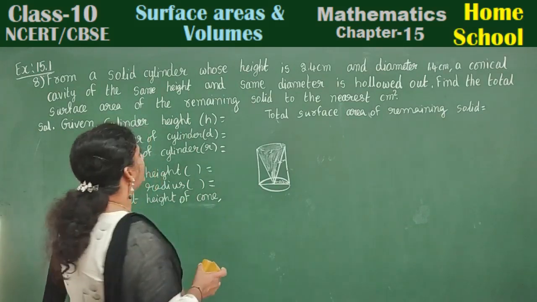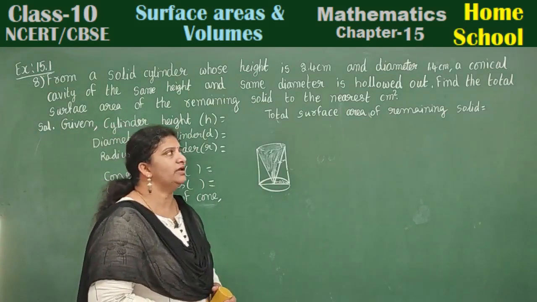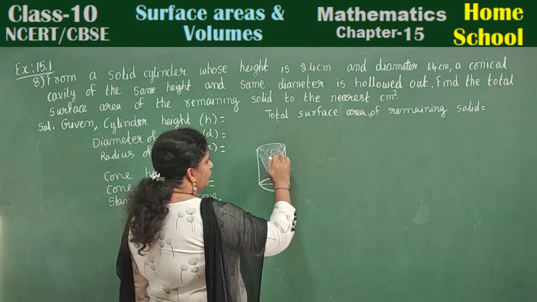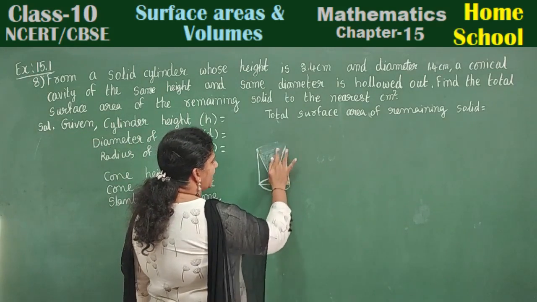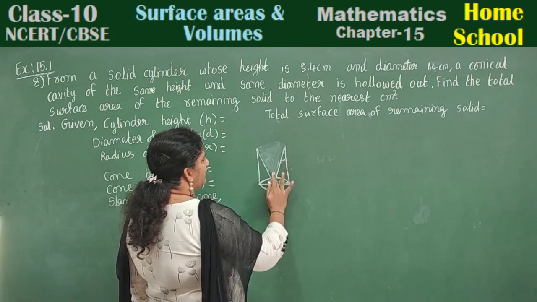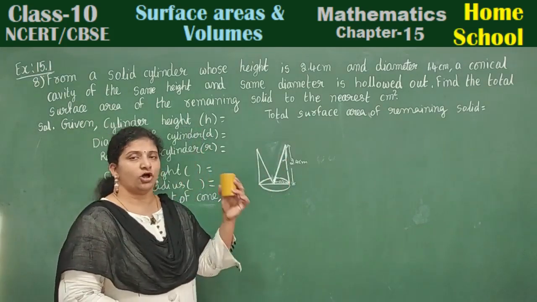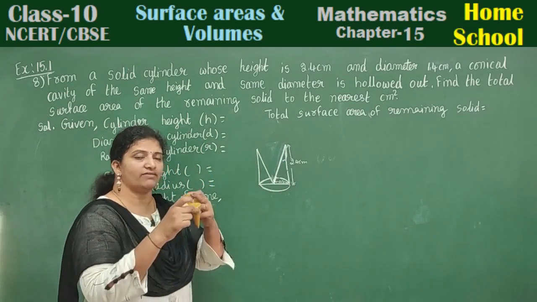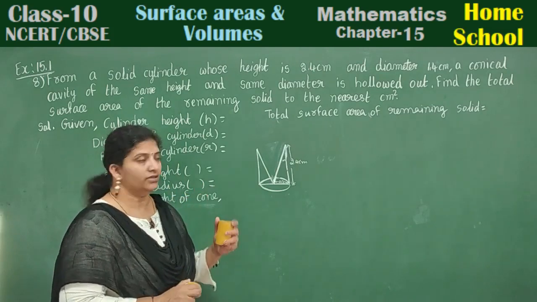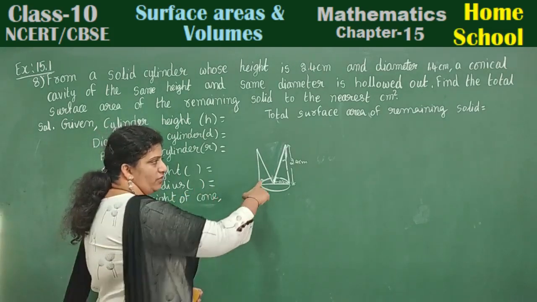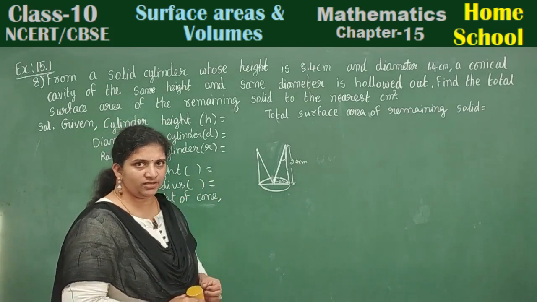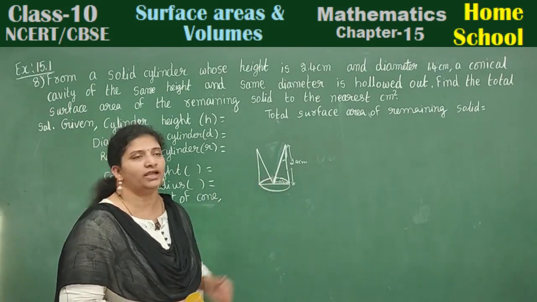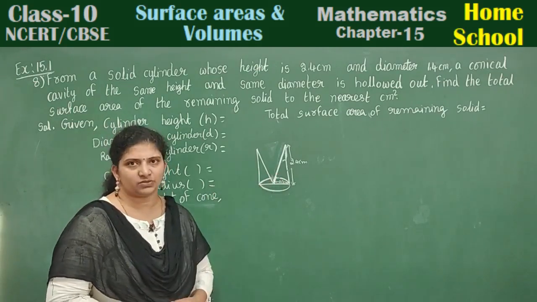Find the total surface area of the remaining solid to the nearest centimeter square. If this is removed, what portion is left? See here, observe here carefully. If this conical part is removed. Yes, in a solid cylinder, a conical part is hollowed out. This conical part having the same height and same diameter. Then the left solid will be in this form. Is it in this form, children? Yes, it will be in this form. So, find out the remaining solid area in centimeter square.